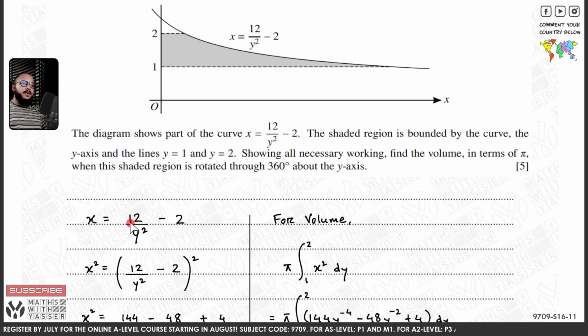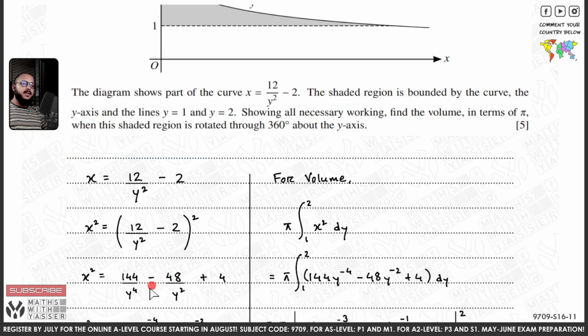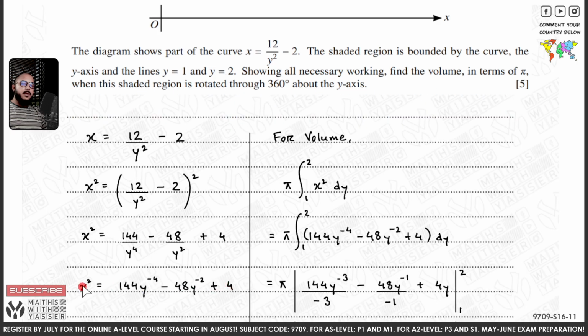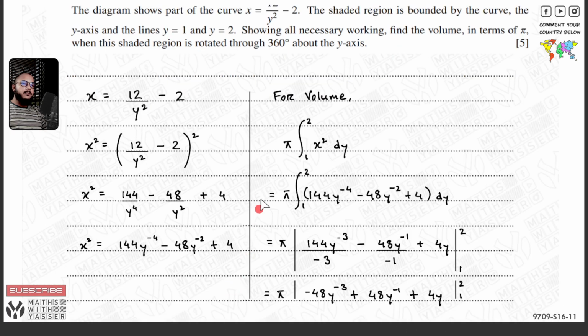So let's first find what x squared will be. If x is 12 over y squared minus 2, x squared will be (12 over y squared minus 2) whole squared. So we will be using the formula (a minus b) whole squared. That gives us 144 over y to the power 4 minus 48 over y squared plus 4. We can rewrite it as 144 y to the power negative 4 minus 48 y to the power negative 2 plus 4.